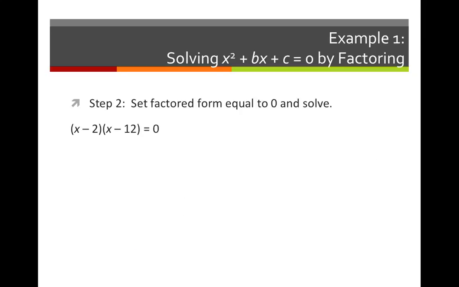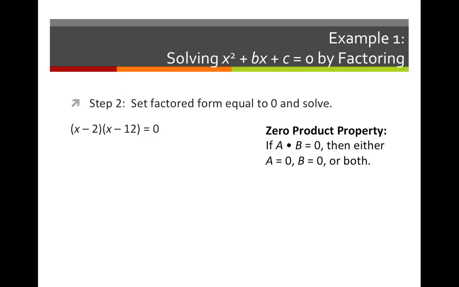So if I replace the standard form now with the factored form and set that equal to 0, I should now be able to come up with my answers because I have a property that tells me that if I am multiplying two things together and I get 0 as an answer, then one of those two things had to be equal to 0, or possibly both of them.